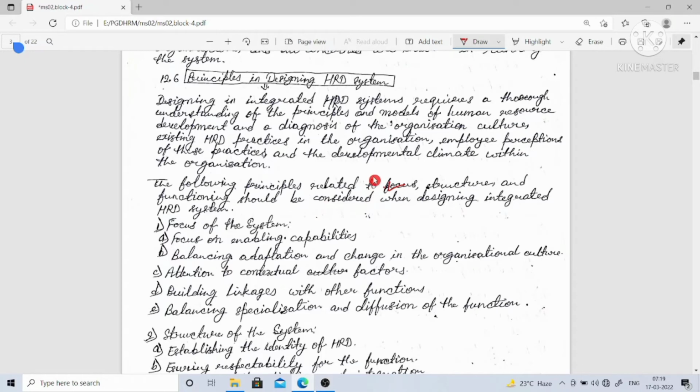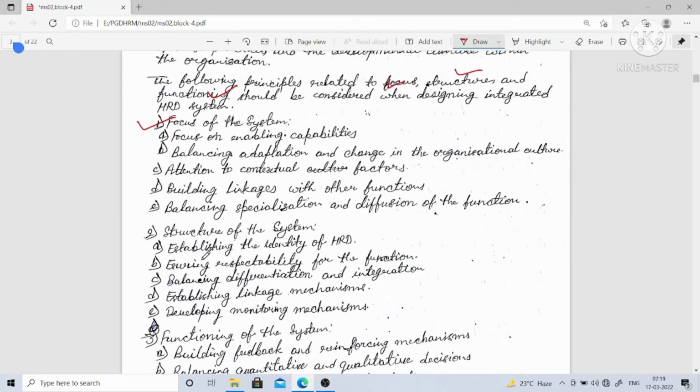So these are principles related to focus, structure and functioning. Okay, so first about focus of the system. You can see this is the focus of the system. So what are the principles which should be considered while designing human resource development system?